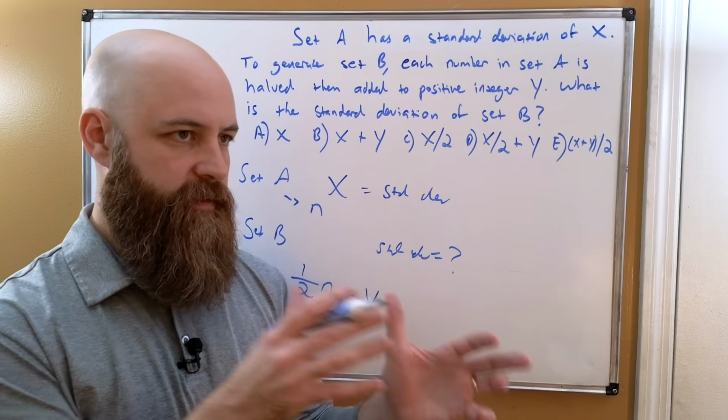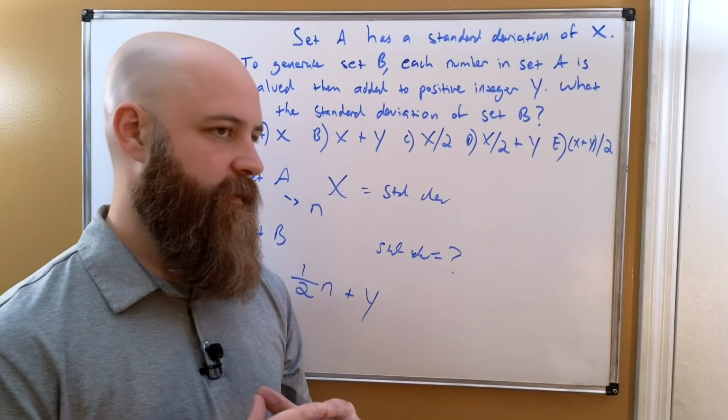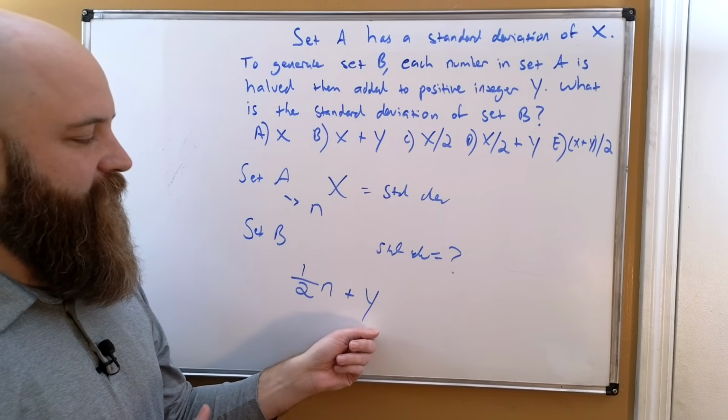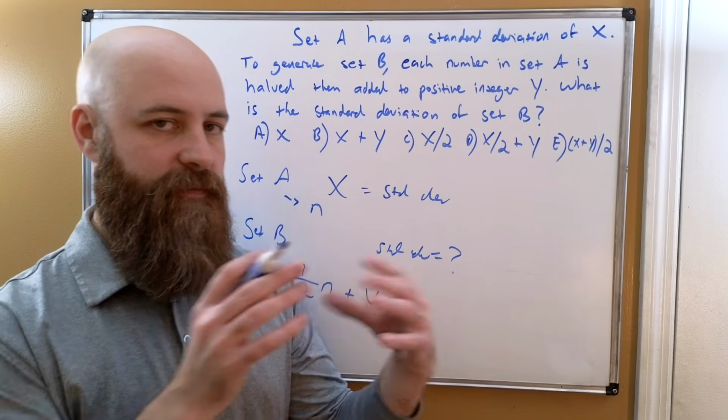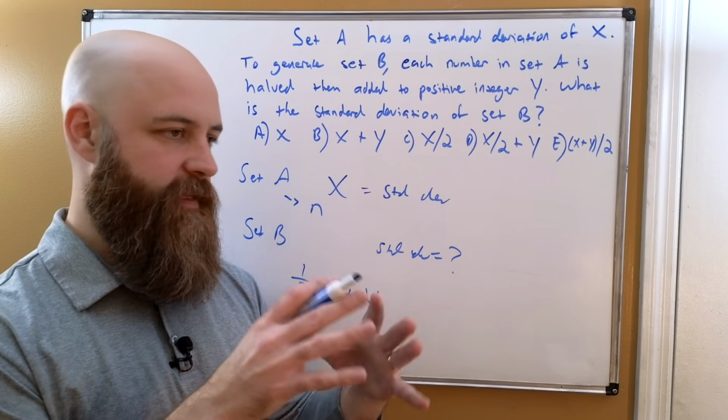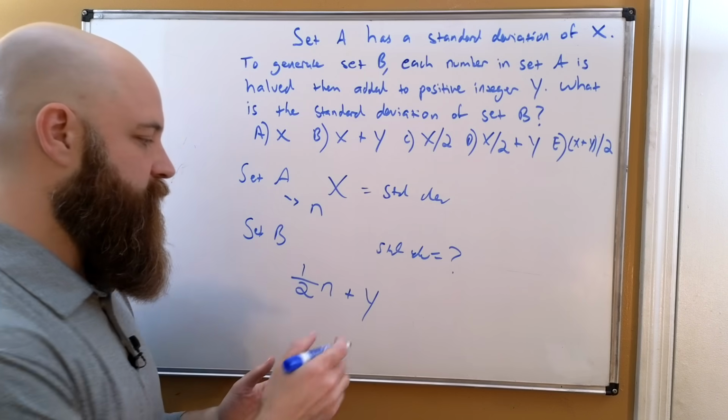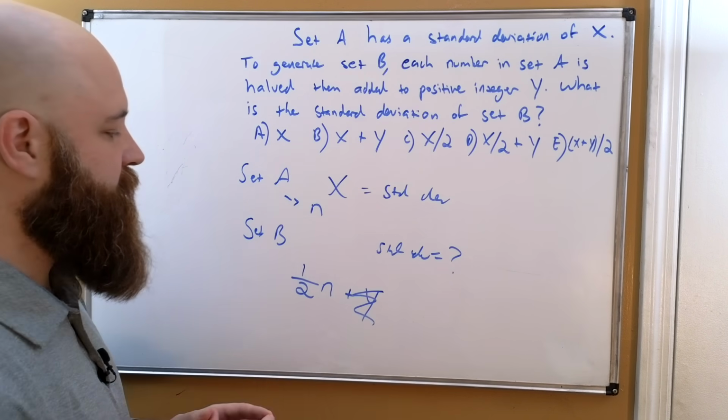Okay, so if I do that to all the members of set A, how is it going to affect the standard deviation? And as we said, if I add or subtract, I'm just shifting the numbers, so I'm not changing the standard deviation. They're not getting more or less spread out. So that's going to have absolutely no effect on the standard deviation.